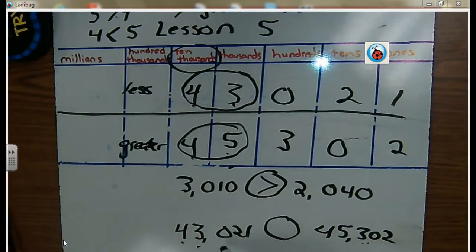So 43,021 is less than 43,302. Okay? Now let's get out our homework pages.